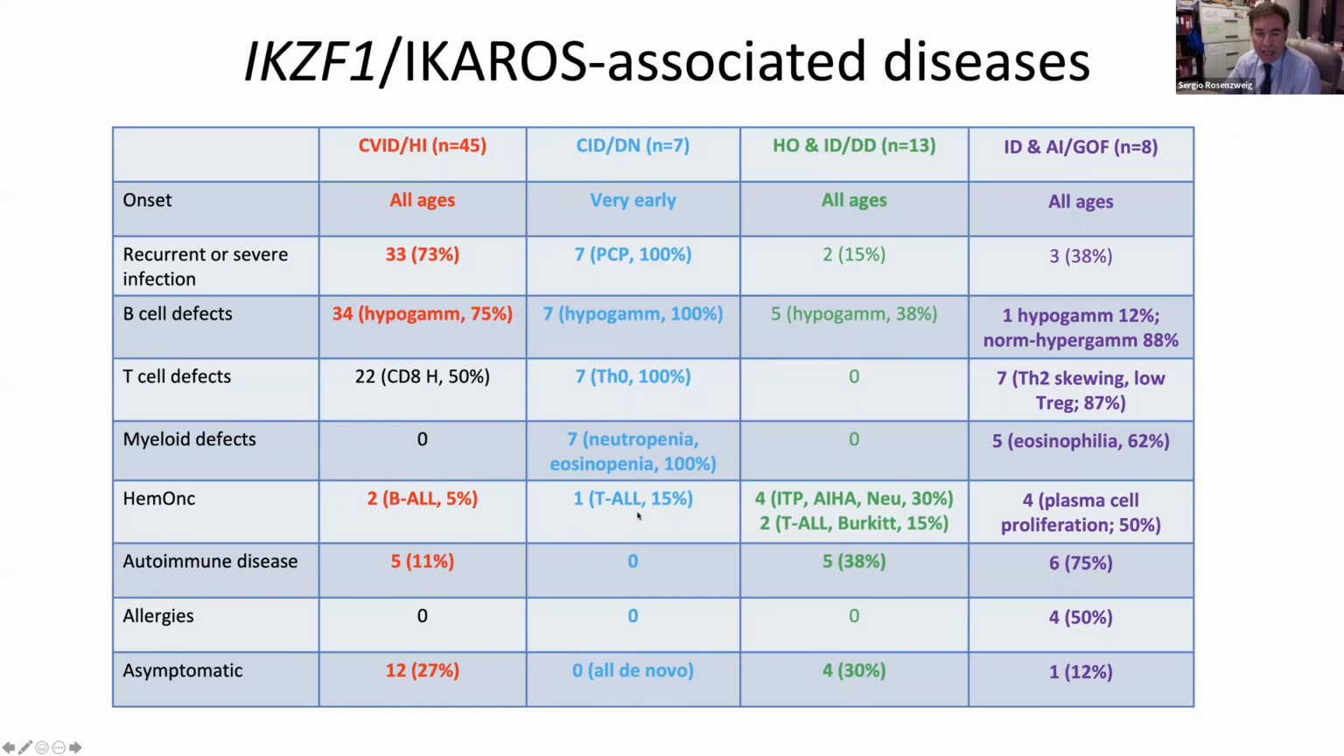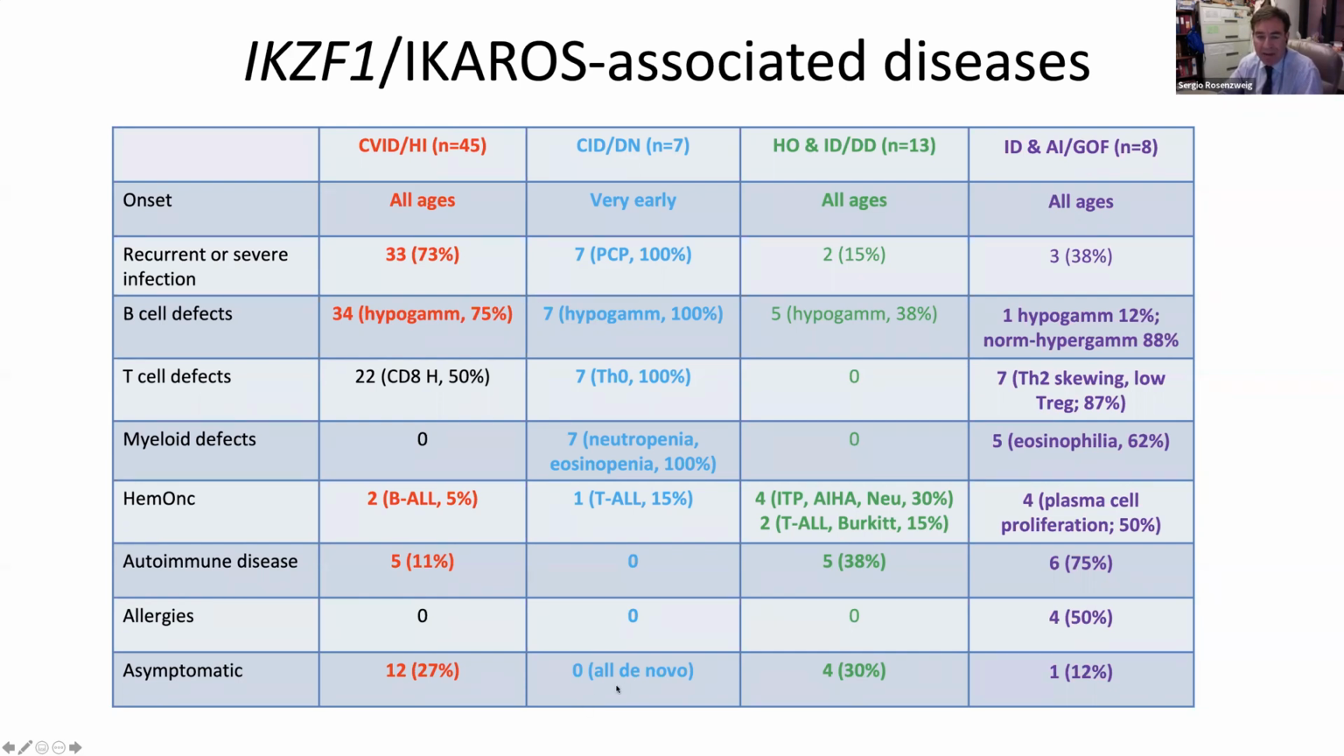Hem-onc manifestations, again, were prevalent in this disease. There was no autoimmunity, no allergies. So these patients, despite all their clinical manifestations, do not have autoimmune or allergy disease. So this could be a very good tip in order to diagnose these patients. If you have a patient that has allergies, it's very unlikely to be this form of the disease, because these patients are kind of protected against allergy.